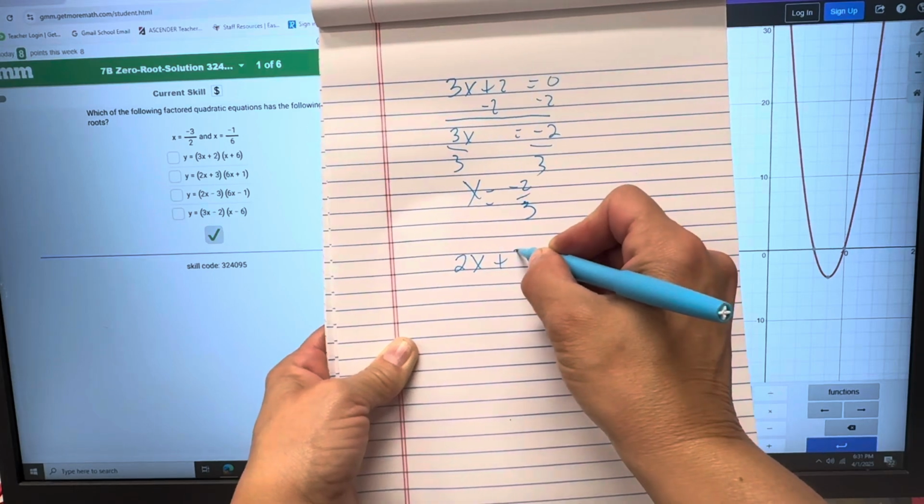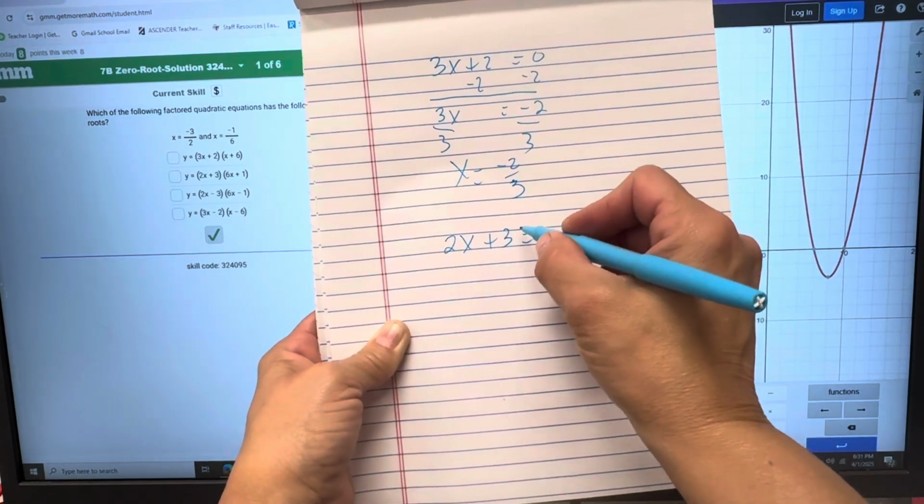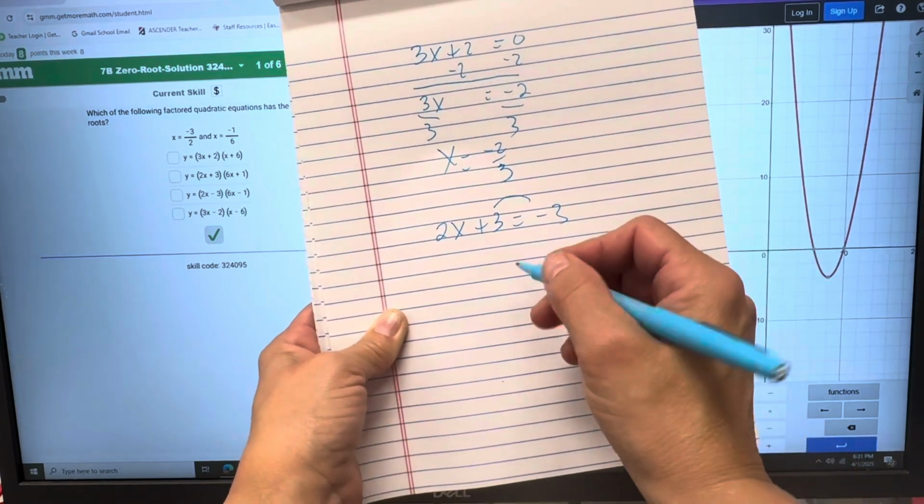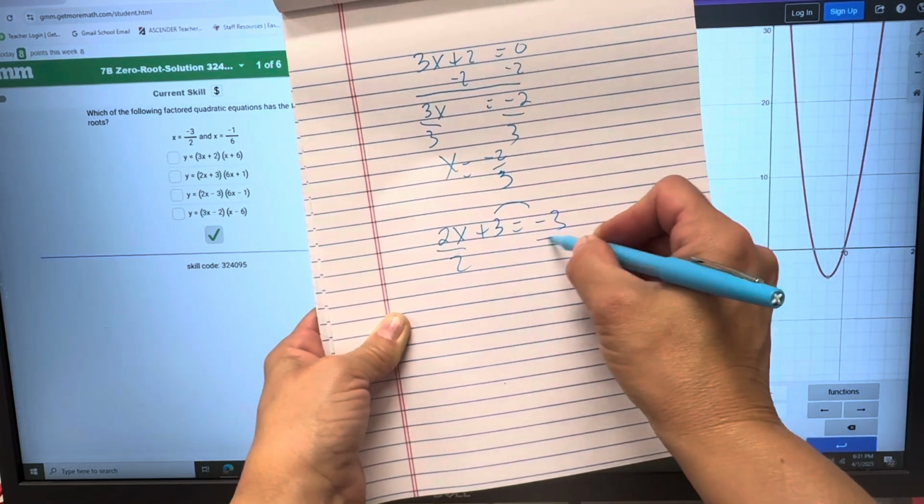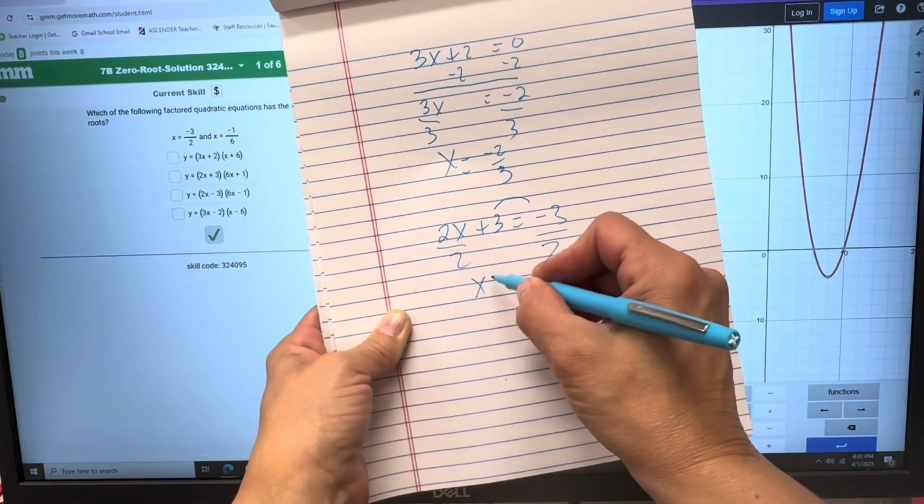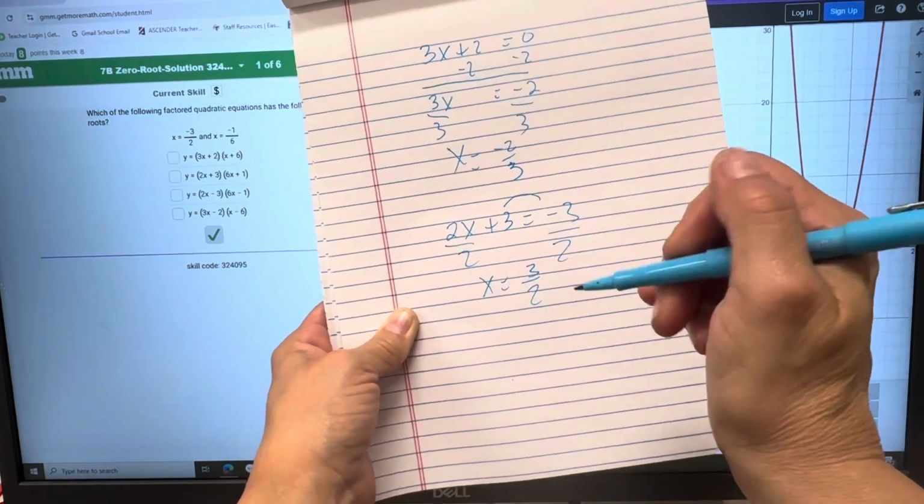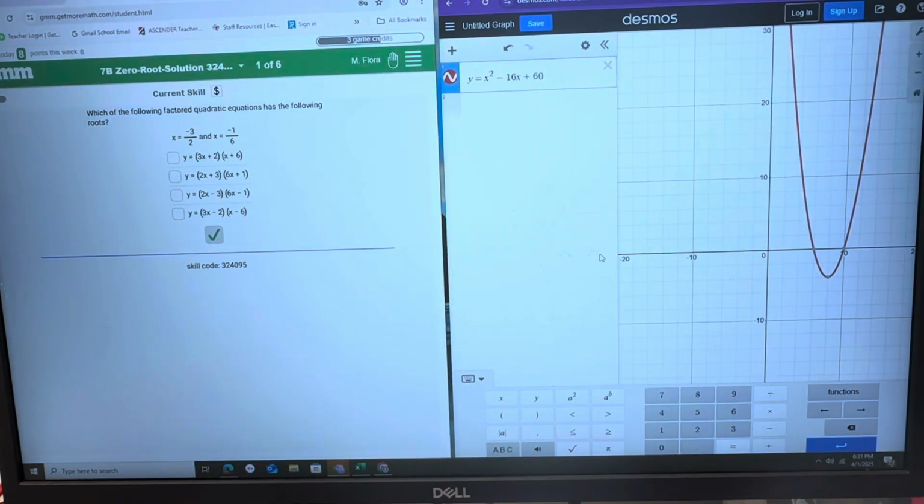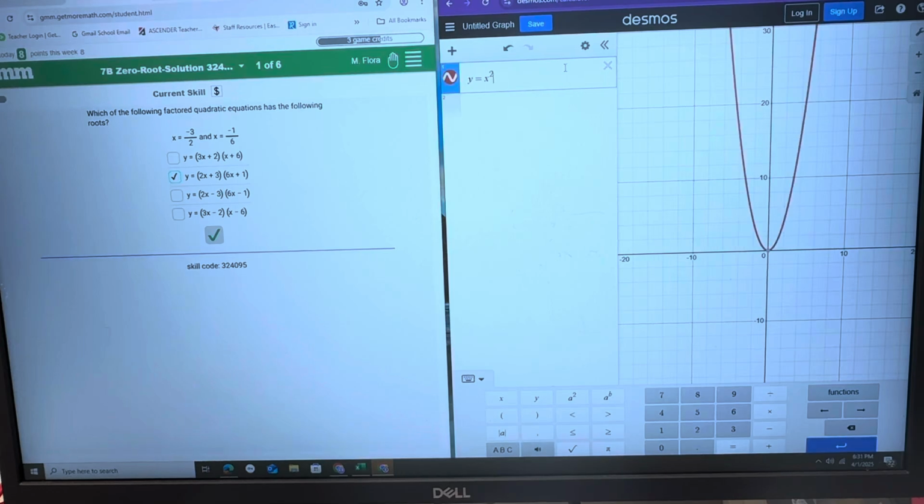So 2x plus 3, again, move the 3 over or subtract it. So you get -3 and then divide by 2. So x equals a -3/2. And so that answer is B. And if we graphed B, we would see that it has intercepts at -3/2 and -1/6. And just for grins, I'll show you what that looks like.